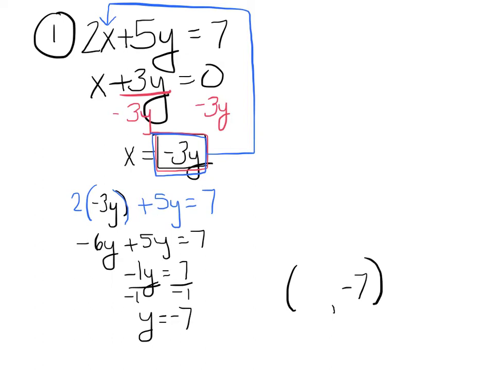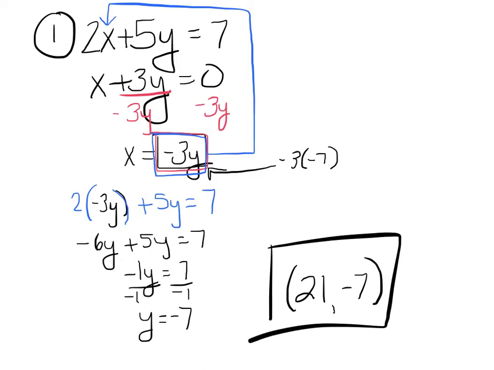We have to find the x, so take it and plug it in right there into my box. So y is negative 7, so we take negative 3 times negative 7, which gives me an x value of 21. So my answer is 21, negative 7. Example number 2. This will be our last example.